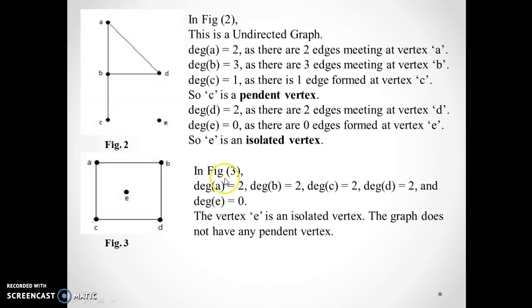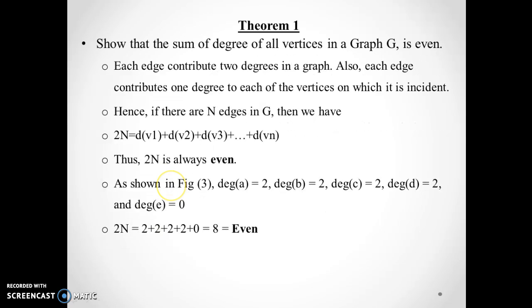Again, one more example, in figure 3, the degree of A is equal to 2, degree of B is equal to 2, degree of C is equal to 2, and degree of D is equal to 2, and the degree of E is 0, meaning the vertex E is an isolated vertex and the graph does not have any pendant vertex.